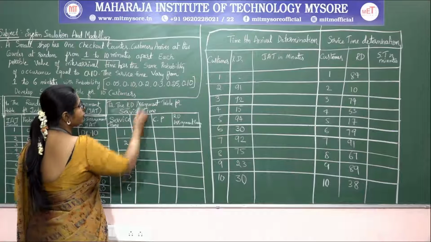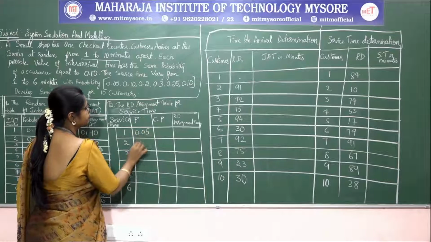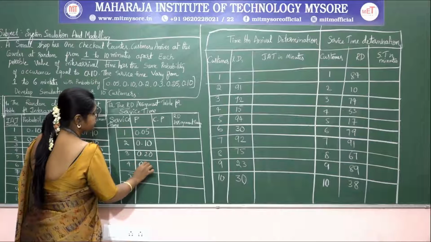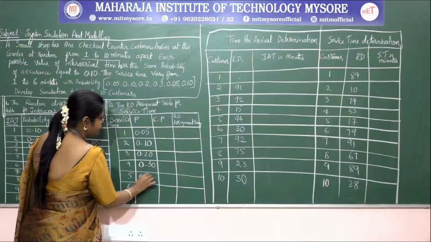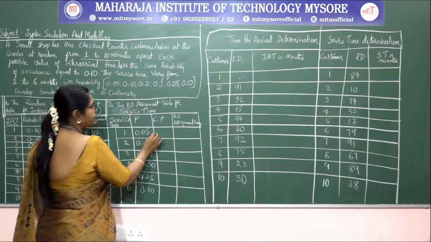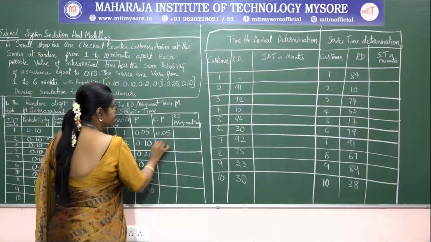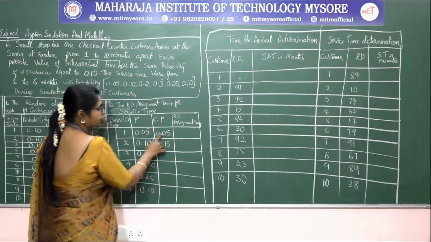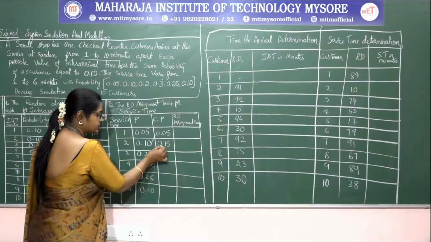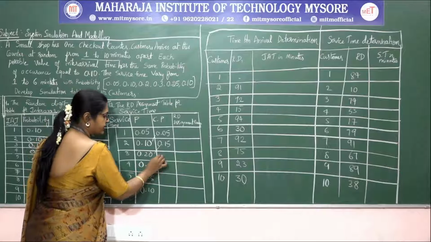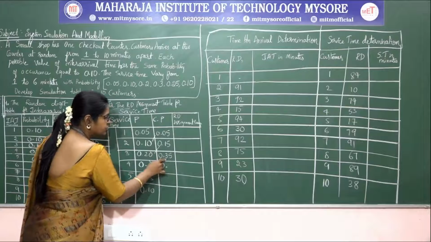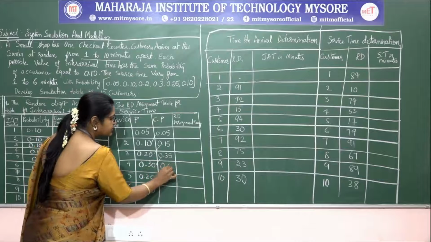So now what are the probabilities? 0.05, 0.10, 0.20, 0.30, 0.25 and 0.10. Now the cumulative probability: 0.05, then 0.05 plus 0.10 is 0.15. Next, add this resultant value to the next probability, so it will become 0.35. Next, add to this 0.30, and 0.35 plus 0.30 is 0.65.